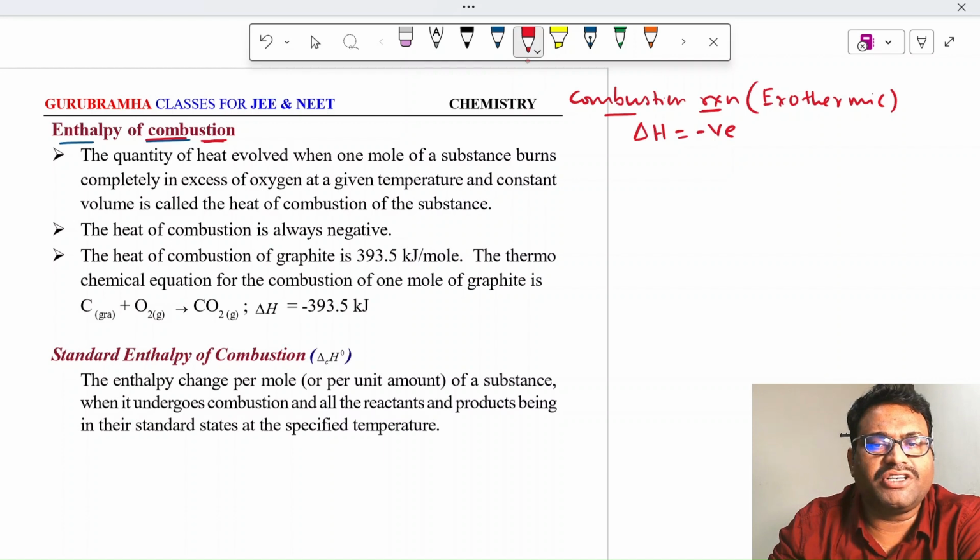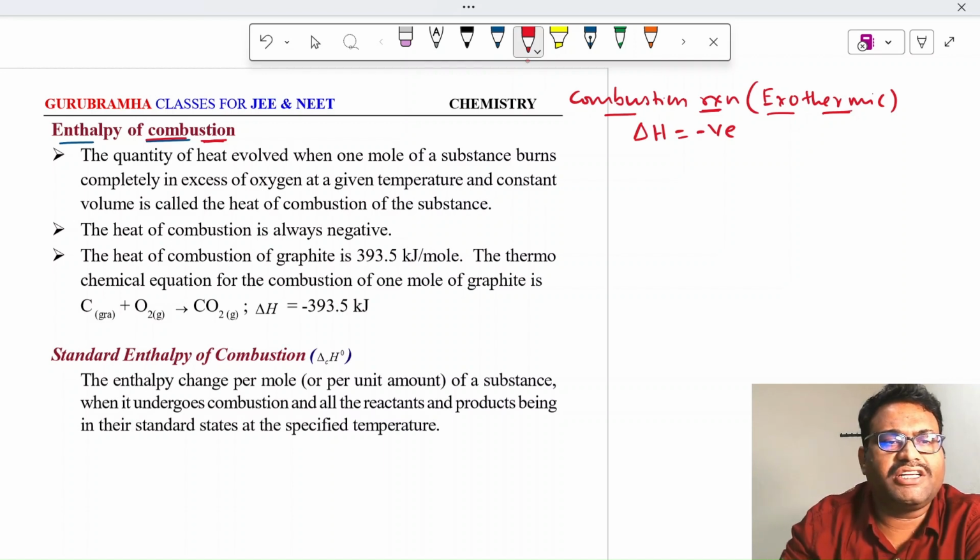So all the combustion reactions are exothermic reactions. They undergo combustion by releasing heat. They release heat. They release energy. As they release energy during the combustion process, delta H is negative.